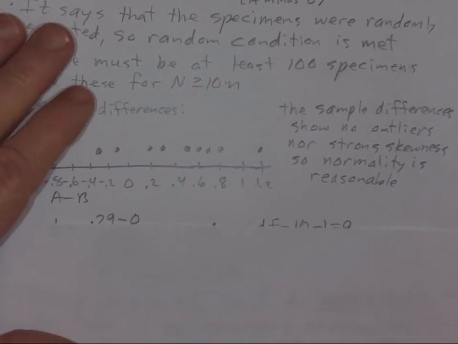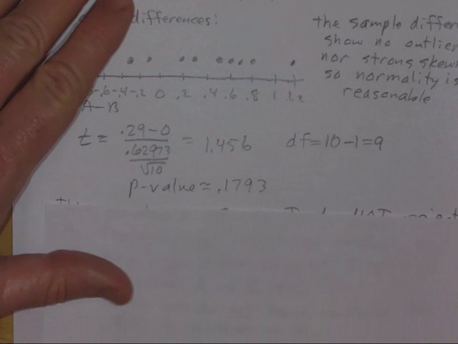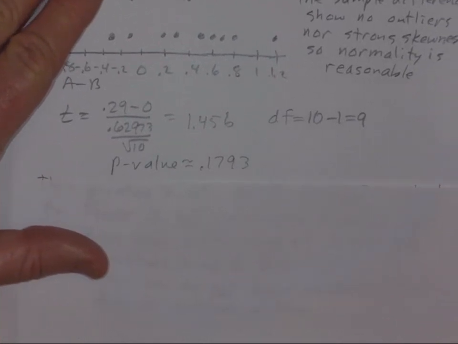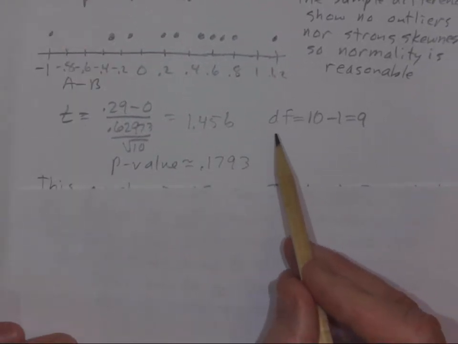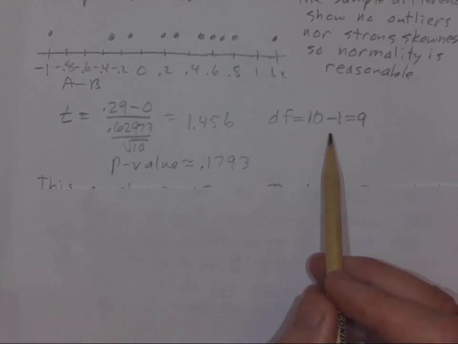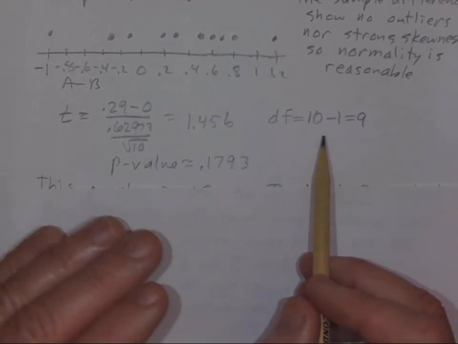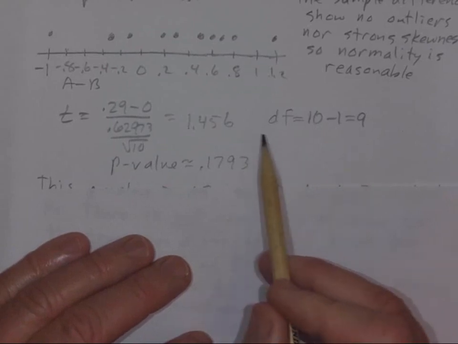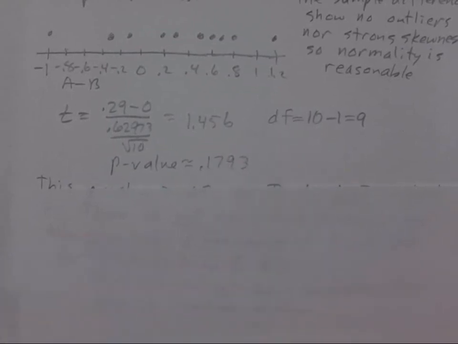Then we need our mechanics. We come up with our test statistic and our p-value and our degrees of freedom. Degrees of freedom identify which t-distribution we're working with. It's for a one sample test, which this is effectively. All right, it's 10 minus 1 or 9. All right, and we can get these off of your calculator.